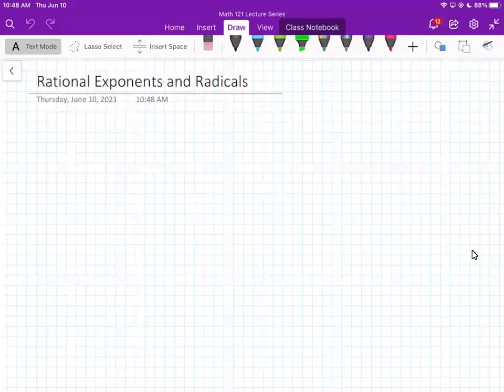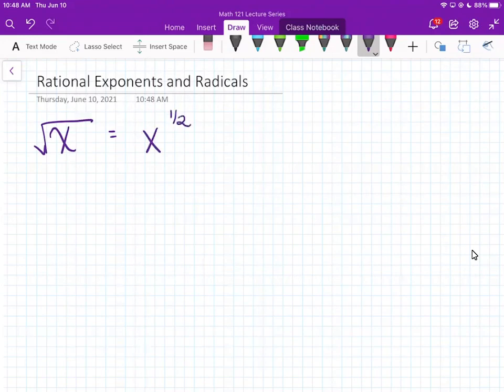We've looked at the idea of exponents and also the idea of radicals, but how do they relate to each other? Well, I try to remind my students that if you can look at the square root of x and remember that that translates to x to the 1/2 as an exponent, and this is what we call a rational exponent because it's a fraction, then all of the other rational exponents and radicals you should be able to translate.